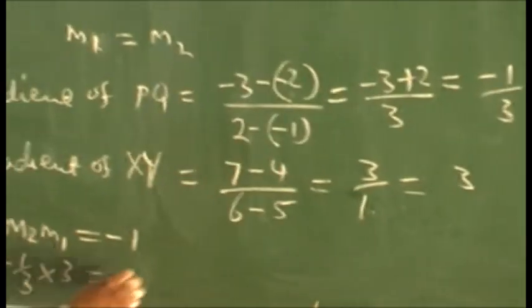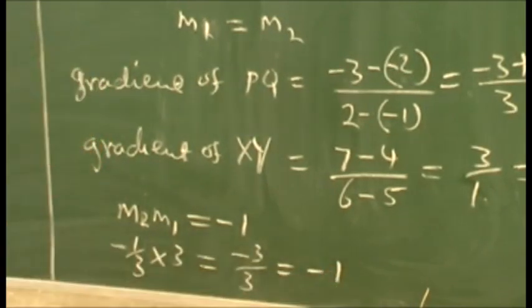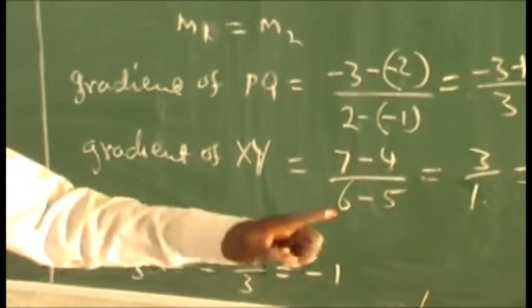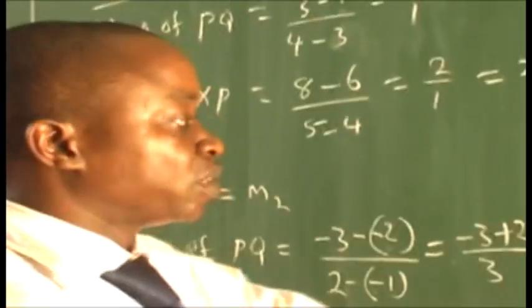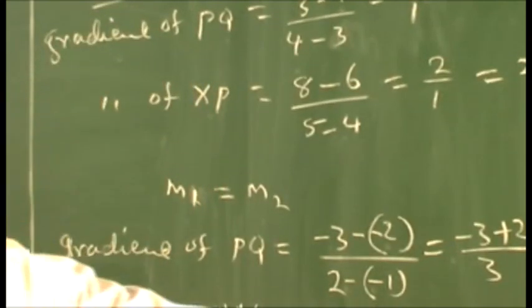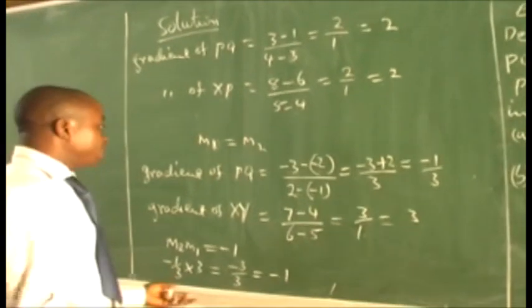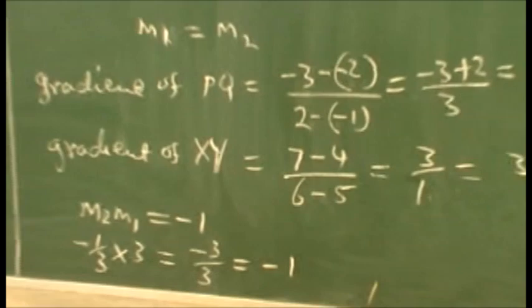Of course, this will give us minus 3 all over 3, which is minus 1. So now we can conclude that these lines are perpendicular to each other. They are perpendicular. If we plot this line on the plane, we will have it in perpendicular form. So these are the ways we can know parallel lines and the perpendicular lines.